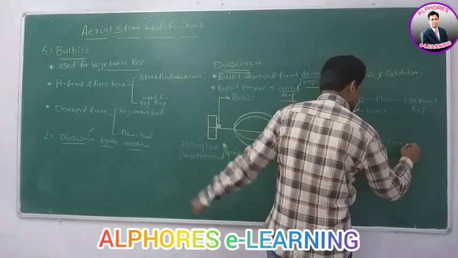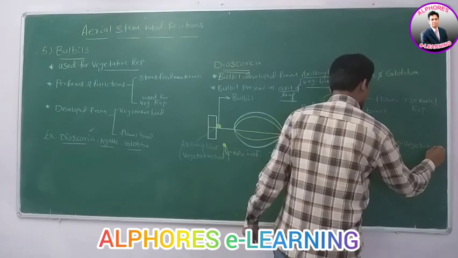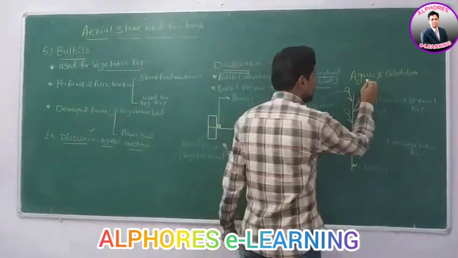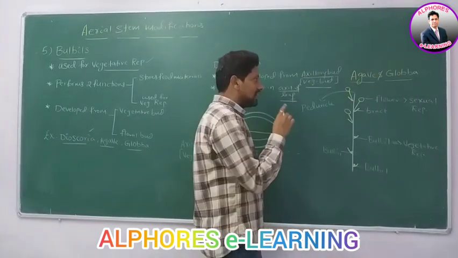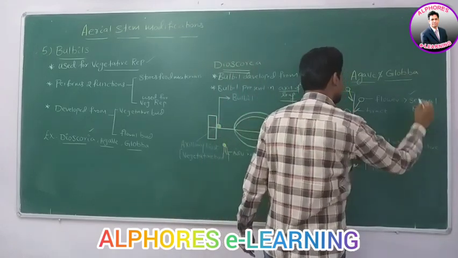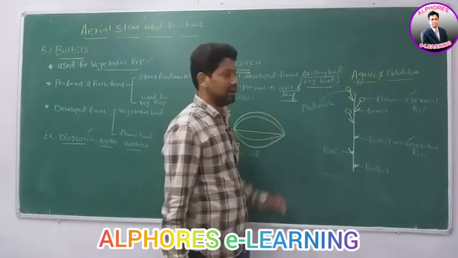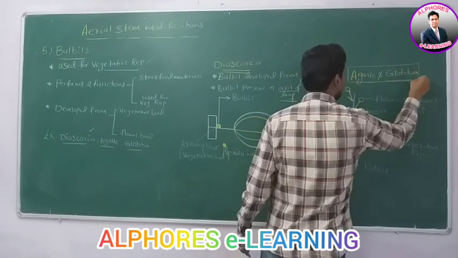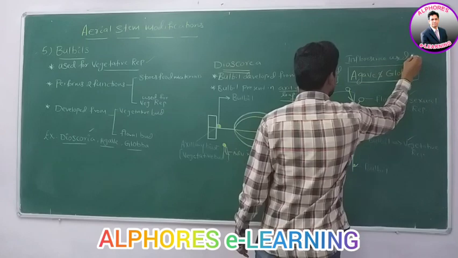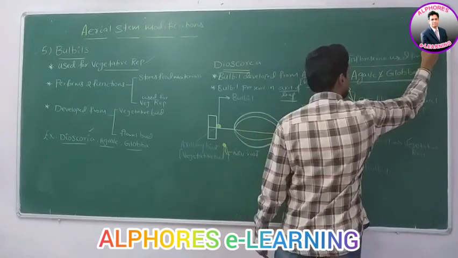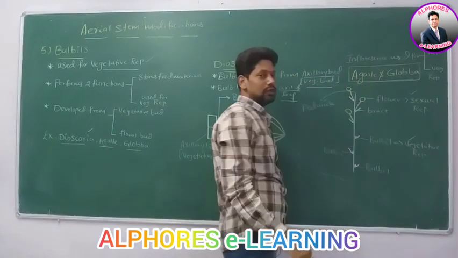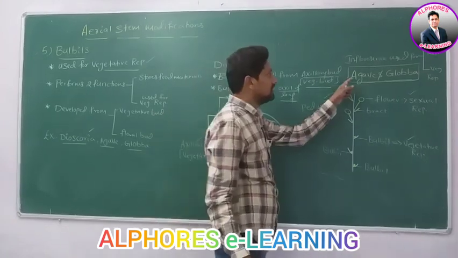Whereas bulbils are used for which reproduction, sir? Vegetative reproduction. Bulbils are used for vegetative reproduction. Yes or no? Therefore, in agave and globa, the inflorescence is used for sexual reproduction and vegetative reproduction. Write this: in case of agave and globa, inflorescence is used for sexual reproduction as well as for vegetative reproduction.